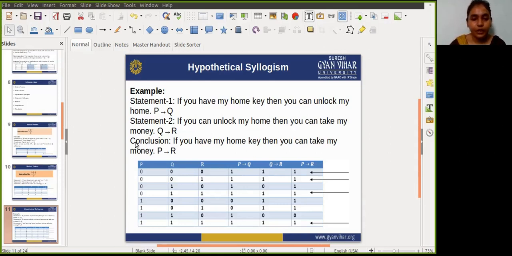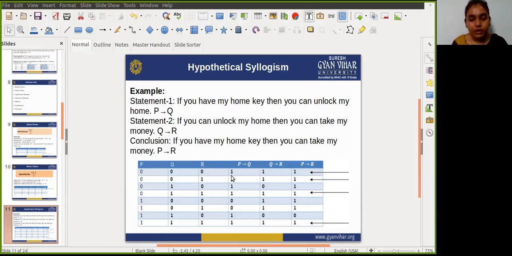We first make a truth table for P implies Q, and then Q implies R, and then check that only if both values are true, then in that case P implies R is true. So guys, see, in the fourth and fifth columns, in the first row, both values are true, and the result is also true, right? In the second row, both values are true, so the result will be true, right?